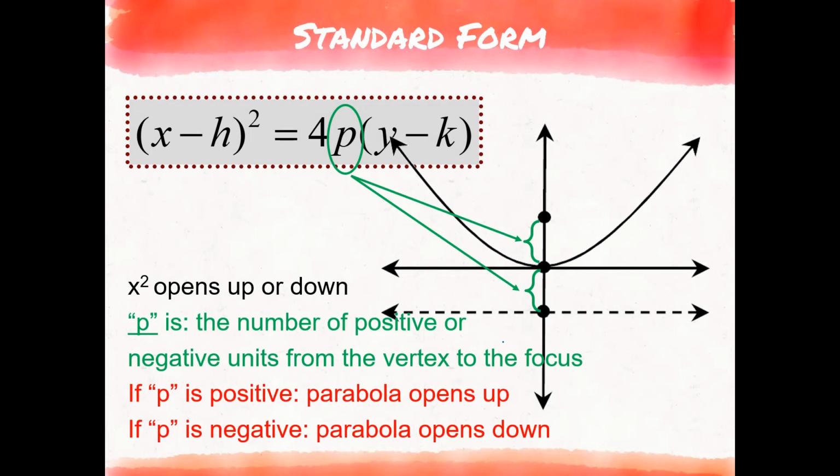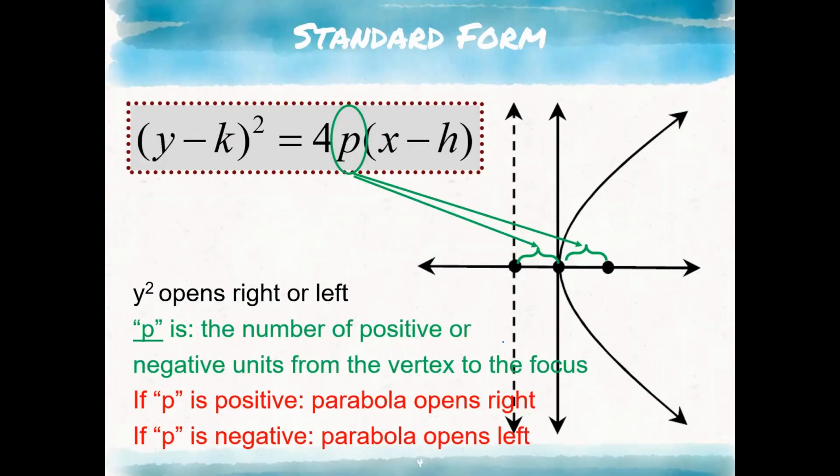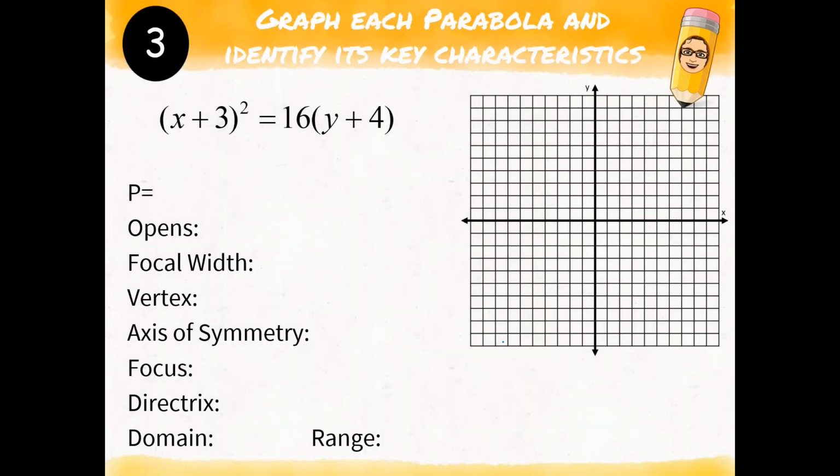Standard form still looks like this, right? Still that p-value is the number of positive or negative units from the vertex to the focus or the vertex to the directrix. P positive opens up, negative opens down. That was when the x was squared. When the y is squared, we're going to open left or right. And it matters whether the p is positive or negative; that tells you if you open right or left. Now, let's try moving this thing. They're actually not terrible to move because we do the same steps, we just have a different vertex.